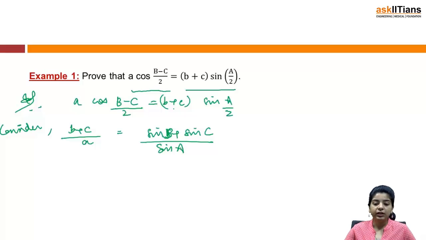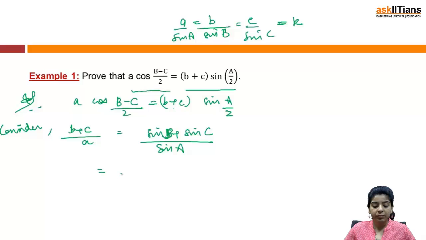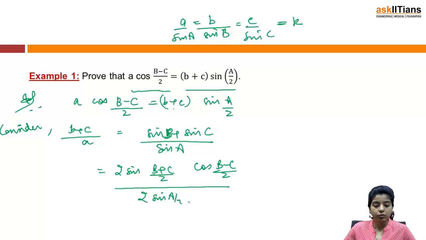What I have basically done is, if you remember, we have just now discussed a by sine A is equal to b by sine B is equal to c by sine C. I can assume it to be some constant k. So I get a is k sine A, b is k sine B, c is k sine C. So ultimately we get (sine B plus sine C) by sine A. Now sine B plus sine C becomes 2 sine((B plus C)/2) cos((B minus C)/2), divided by 2 sine(A/2) cos(A/2).